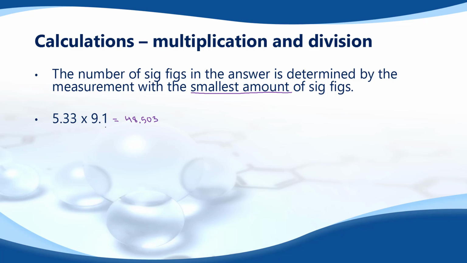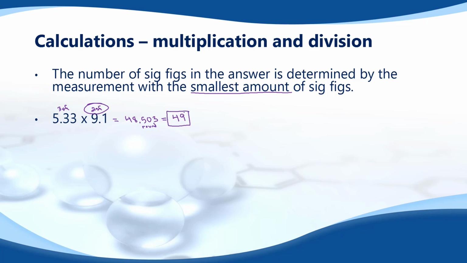What we're going to do is figure out how many sig figs. 5.33 has 3 sig figs. 9.1 has 2 sig figs. That means my answer can only have 2. So my 4 counts, my 8 counts, the 503 does not count. So with 48.503, I round up the 8 because the number after it is a 5 and get 49. That's my answer for this question, 49.